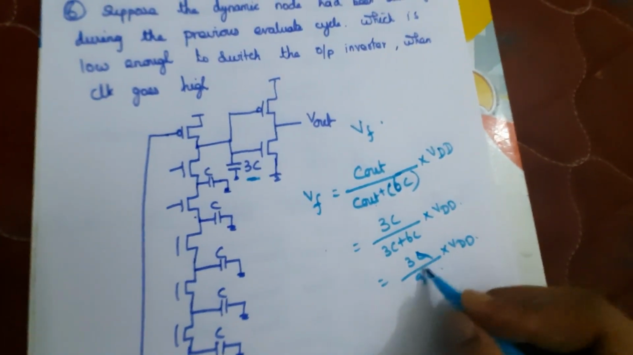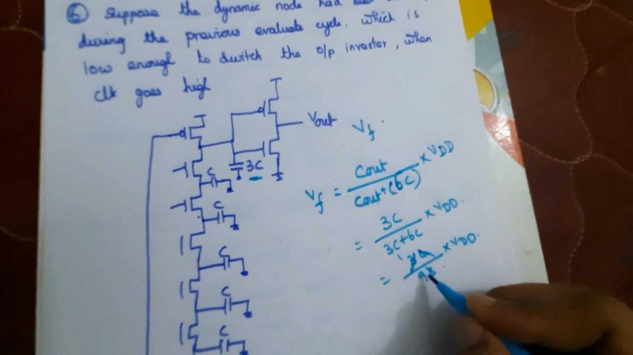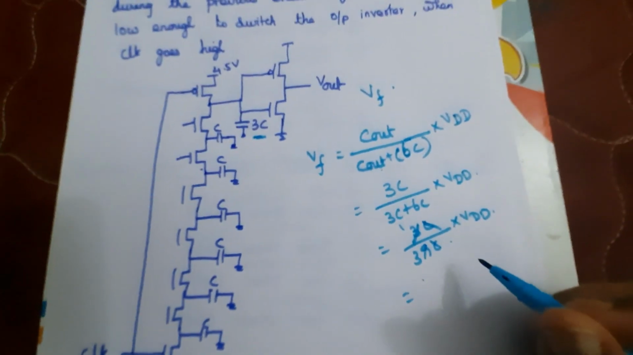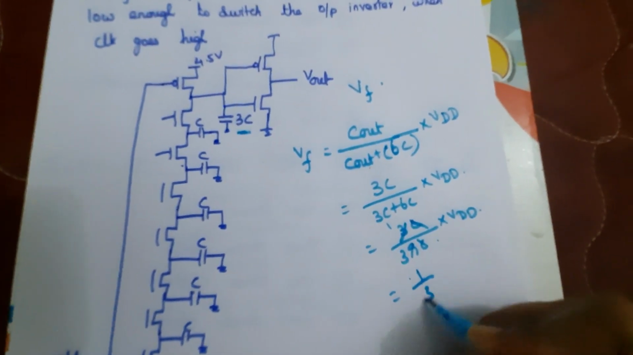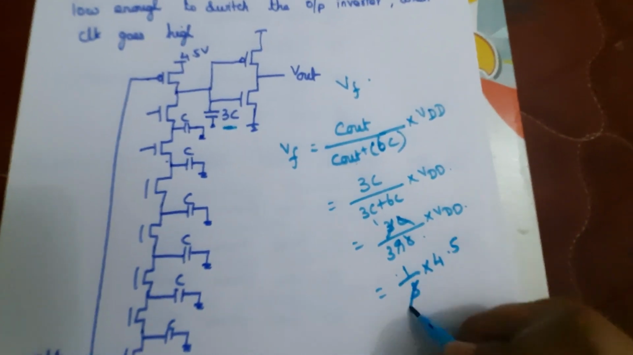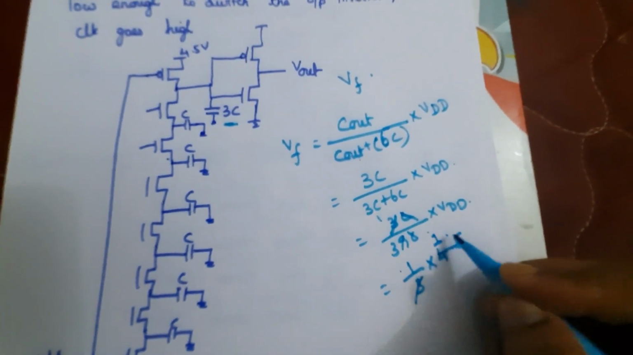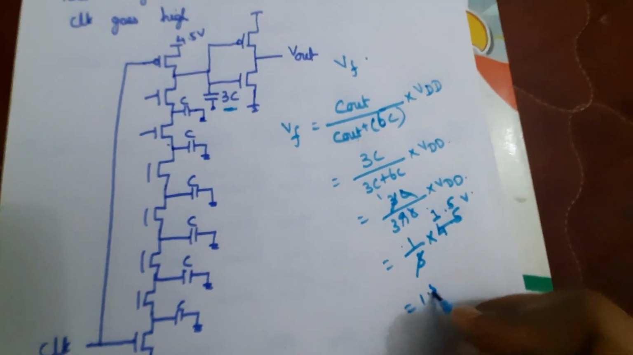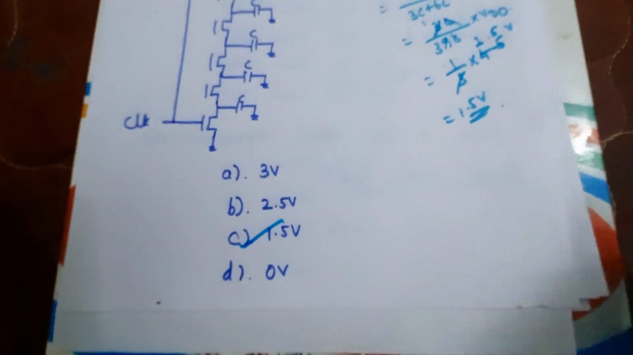Then we cancel the C, and 1 and 3 remain. So now it is 1/3 into VDD, and the VDD value is 4.5. So we will get 1.5 volts. So here the answer is 1.5 volts, option C.